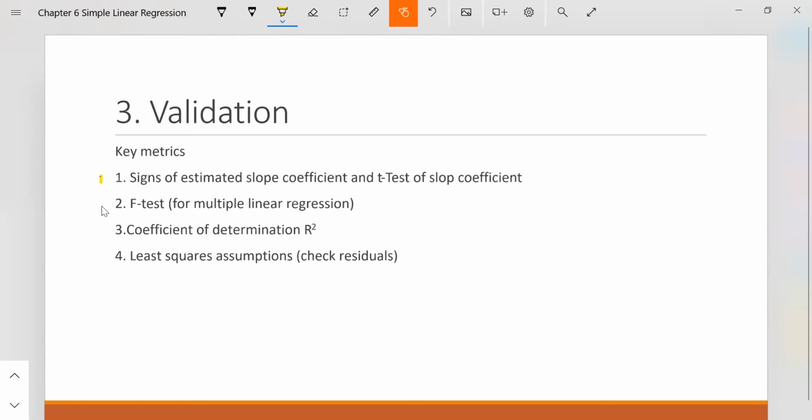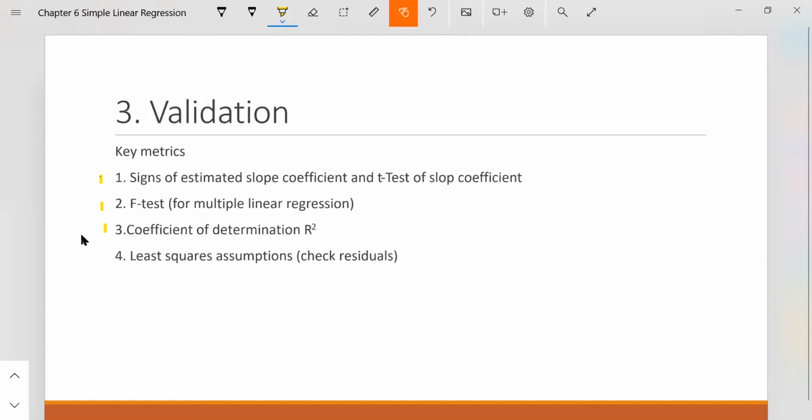And then the second is we want to look at the F-test, but we're going to reserve this for multiple linear regression, because for simple linear regression, since there's only one X, it is sufficient to just look at the t-test. So we will skip this in this chapter. The third item that we're going to look at is called the coefficient of determination, or a lot of times people call it R squared. And this item will tell us how well our model fits the data. Is it a good fit? Does our model represent the data very well?